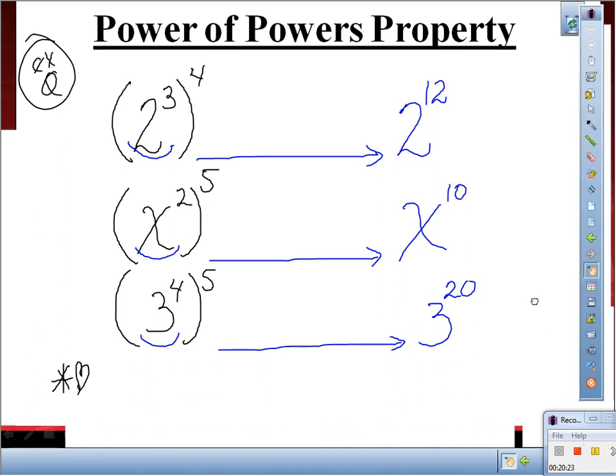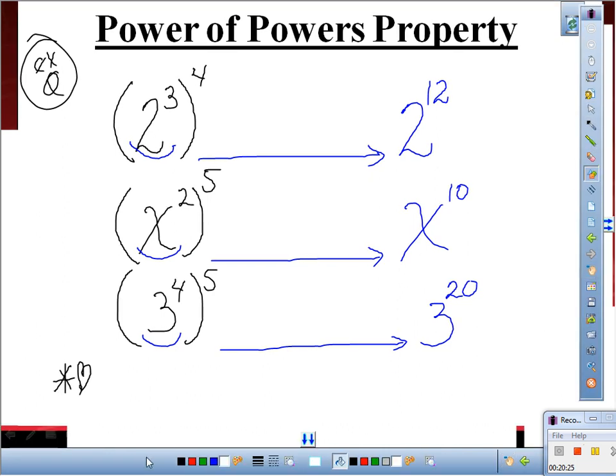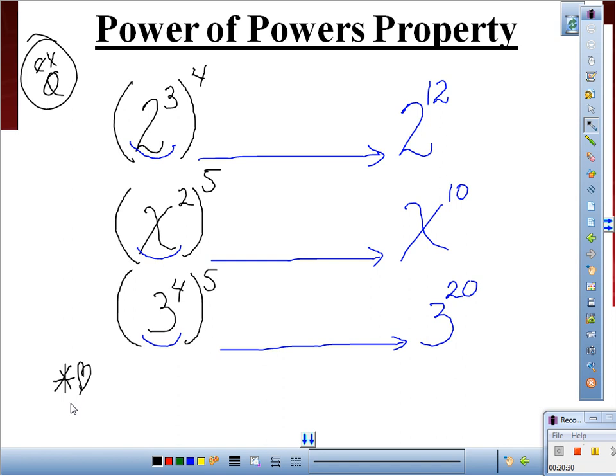All right, so now that you talked it over, we have an idea of what's going on. We need to come up with a definition. Go ahead, Devin. Get us started, please. Okay, that's the rule. How do we start our definition, a formal definition? Thank you. The power of powers property.